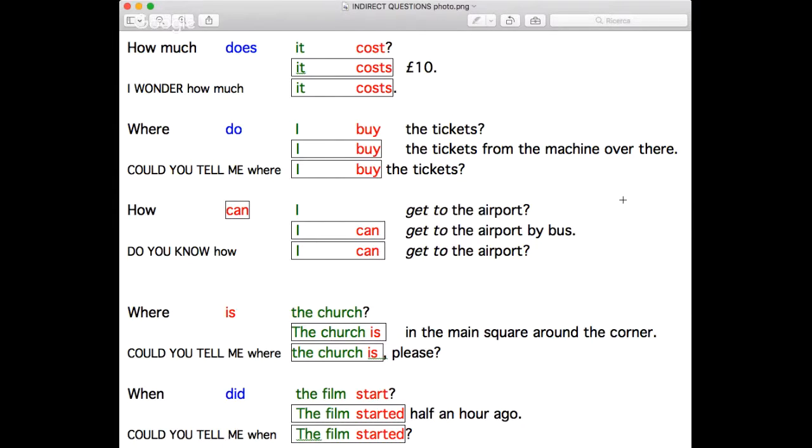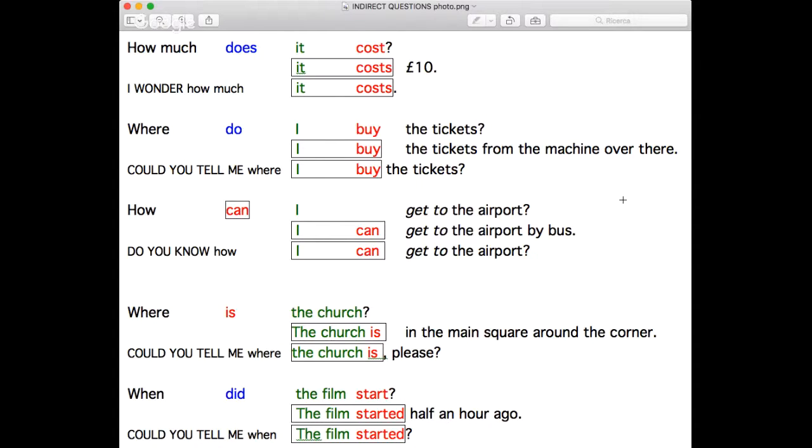So it's really not as complicated as it seems if you bear in mind what the affirmative sentence would be. Now, you can use this in other tenses, of course. An example here is with the simple past. When did the film start?